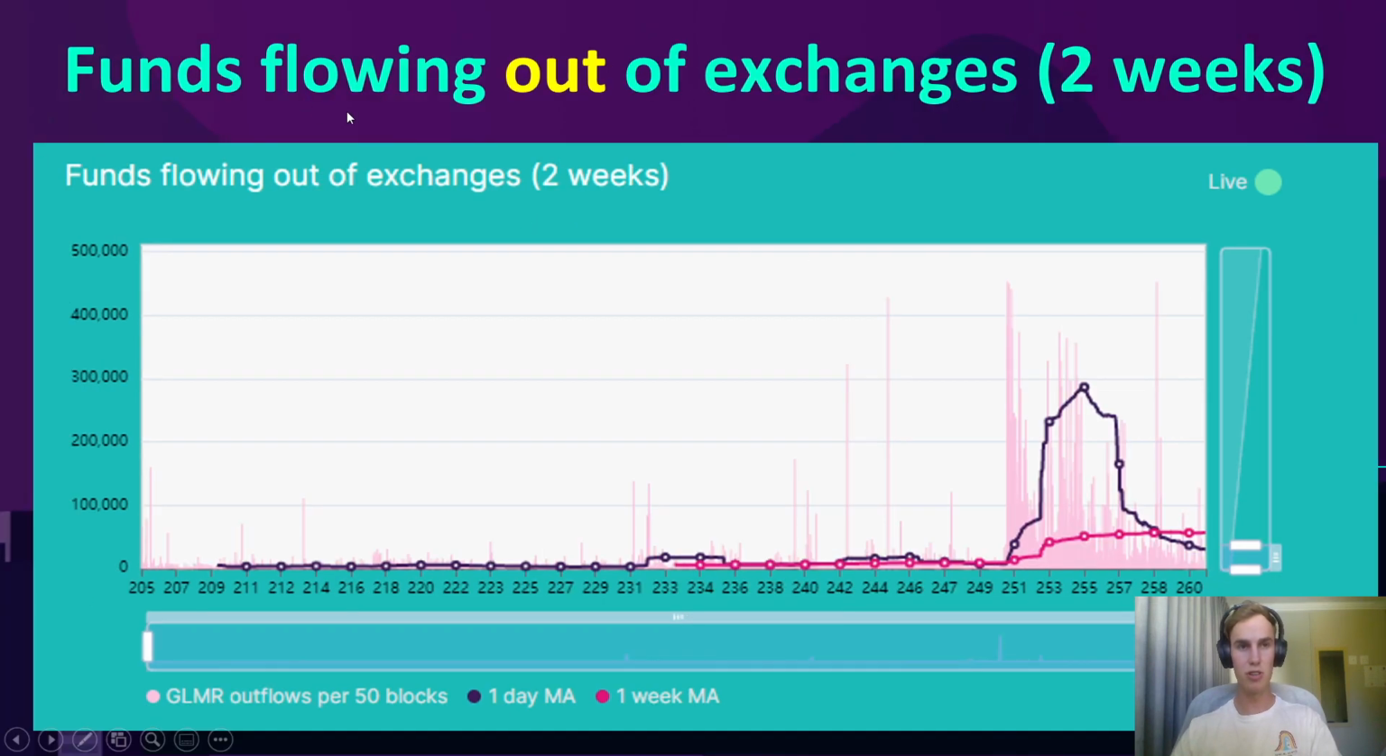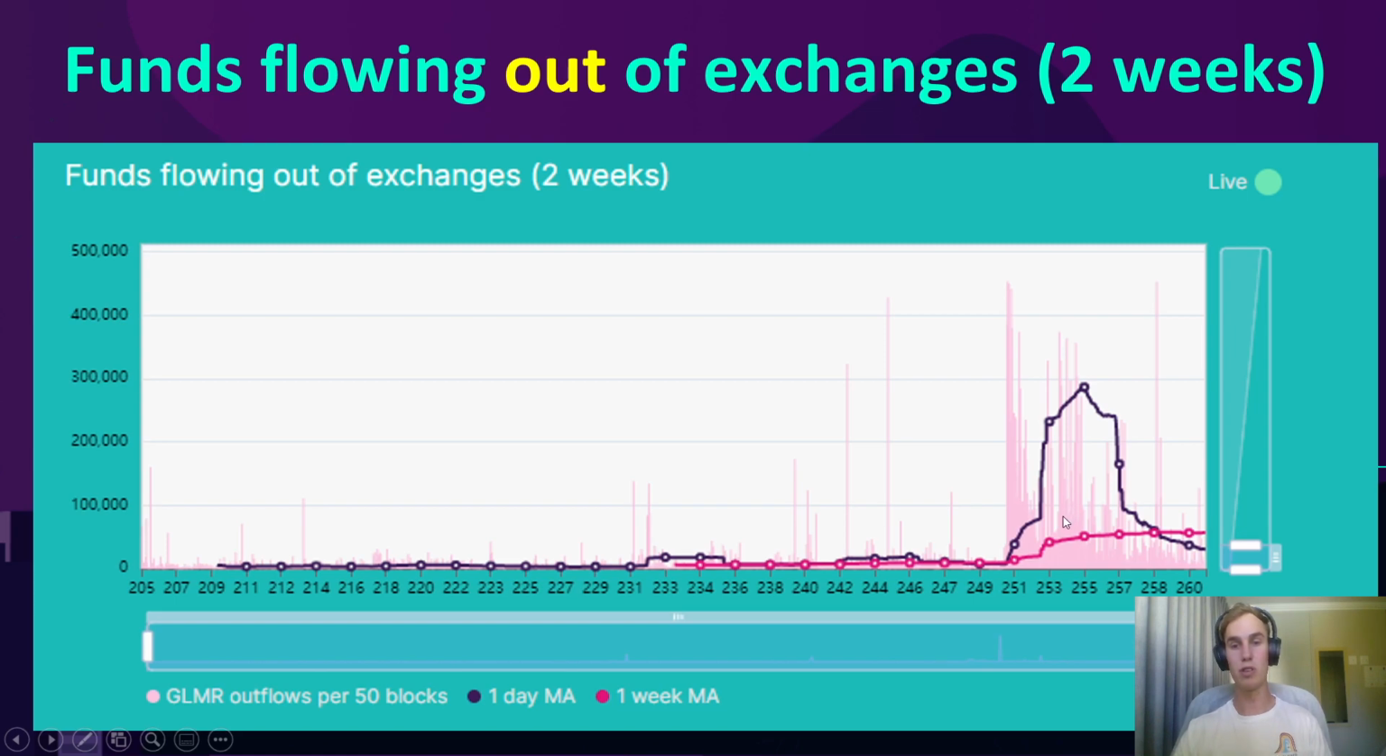So this chart shows funds flowing out of exchanges over that 2-week period. Again, from round 251, we could see that by the same token that funds were flowing into exchanges, people were buying on that day and sending funds out of exchanges. So again, this supports what we saw in the price action where people were just scooping up the dip, which is what you should have been doing, and then sending it out of the exchanges to go and earn those juicy staking rewards.